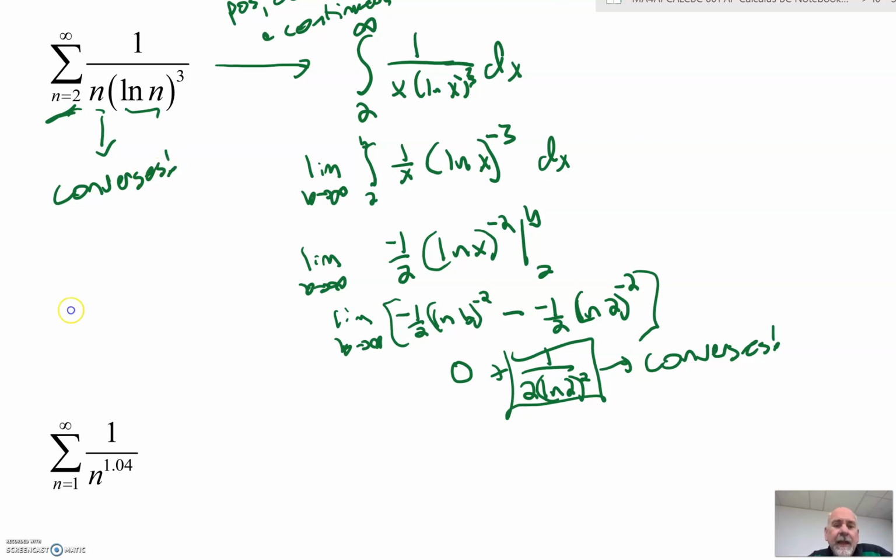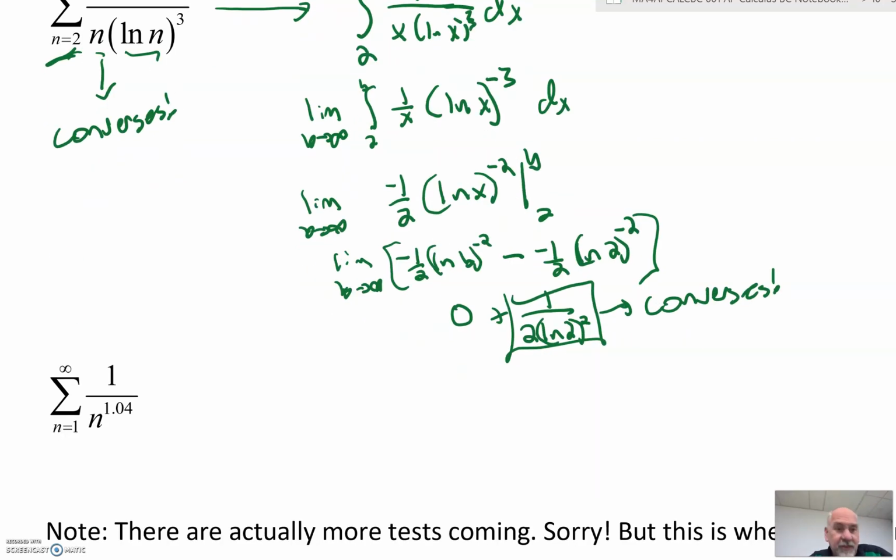And finally, last one, perfect, just checking time. Last one, we have this one. And you might recognize this as looking kind of like stuff that we saw before. And what we saw before is the integral of 1 over x to the p, from 1 to infinity, dx. And this converged and diverged in very specific situations.